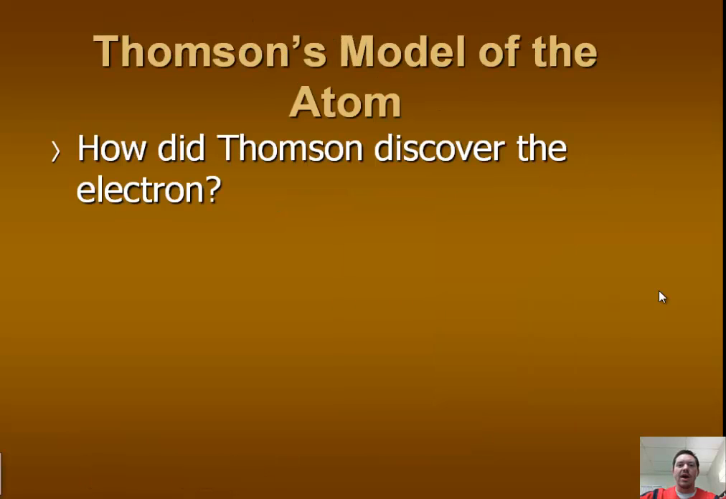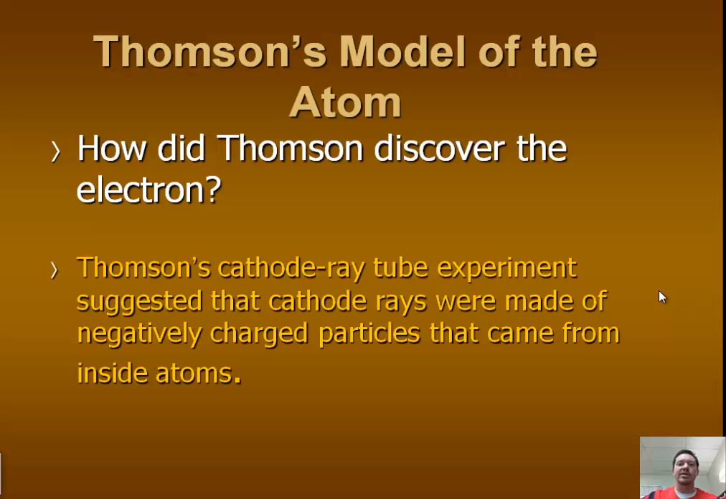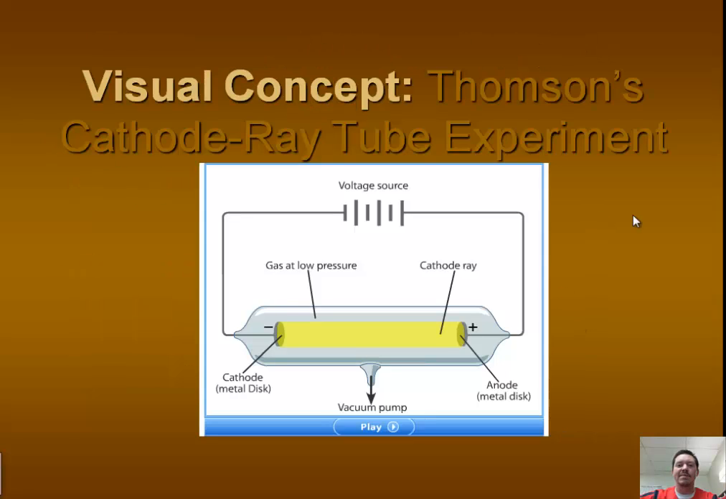So we move on to Thomson, and Thomson is credited for discovering the electron. Thomson did an experiment with a cathode ray tube, similar to what we find in those big tube TVs. His experiment suggested that cathode rays were made of negatively charged particles that came from inside the atom. And here we've got a visual of a cathode ray tube.